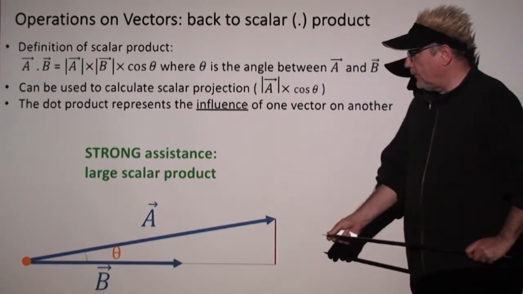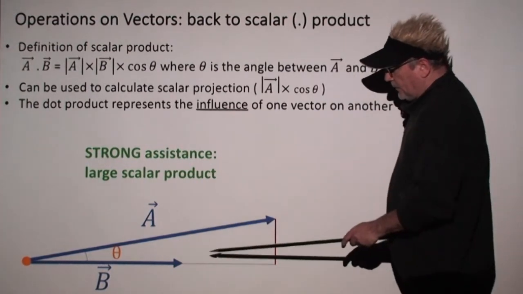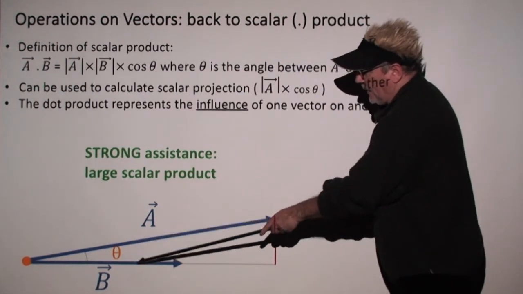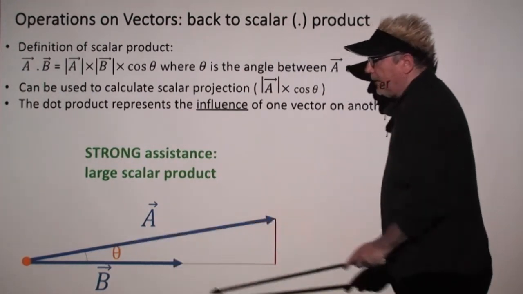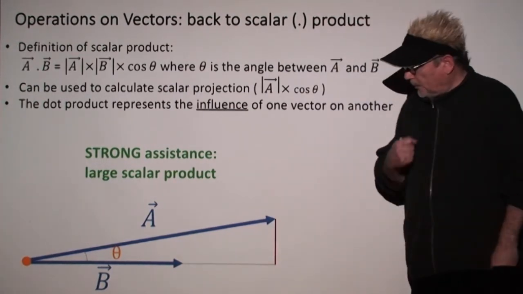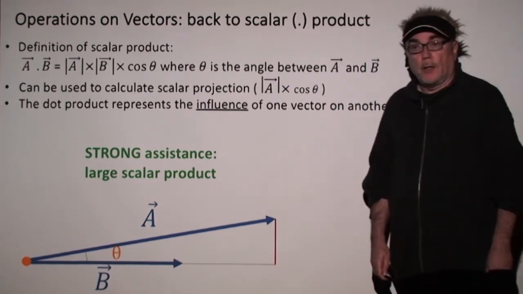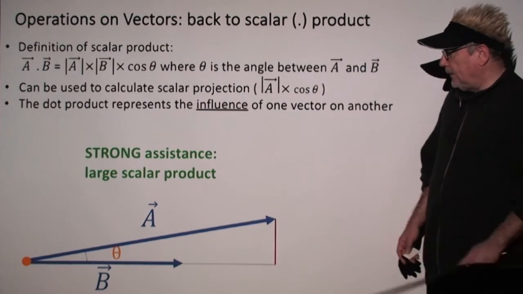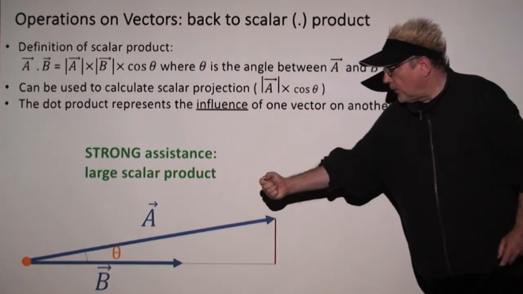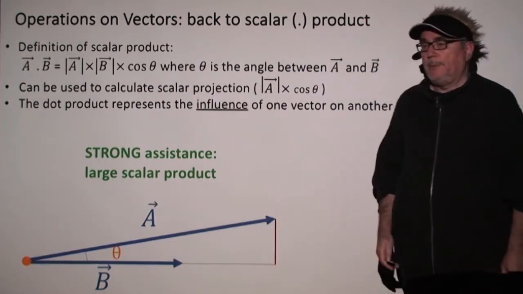Well, if you use the scalar product of these two vectors, you will get something that will be equal to the product of the lengths of A and B multiplied by the cosine. And the cosine here will be pretty big, pretty close to 1. So you will have a big scalar product. And therefore, that means that there will be a strong influence of A over B. And so A will help to pull that object in the same direction as B does.